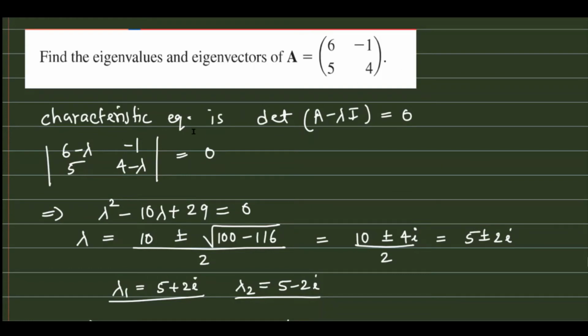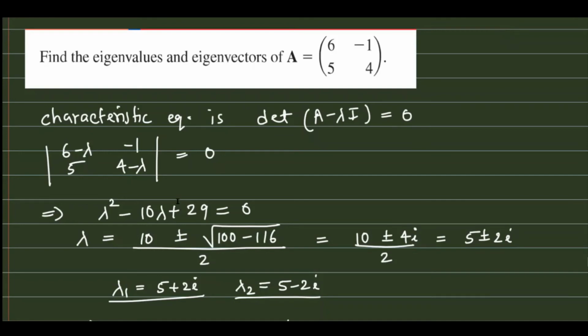So first we will write the characteristic equation. The characteristic equation is determinant of A minus lambda I equal to 0. So determinant of [6 minus lambda, minus 1; 5, 4 minus lambda] equal to 0. When we expand this, we will get lambda square minus 10 lambda plus 29 equal to 0.